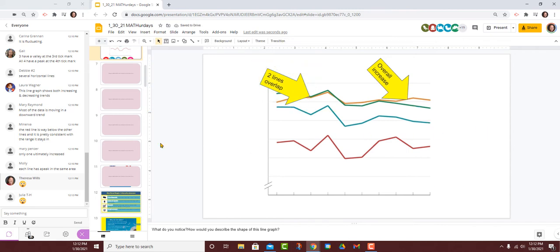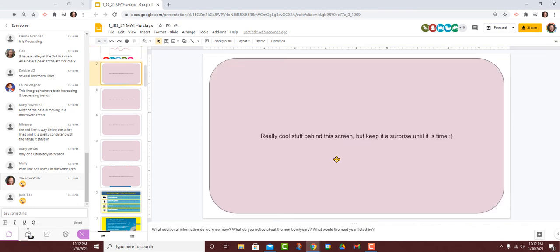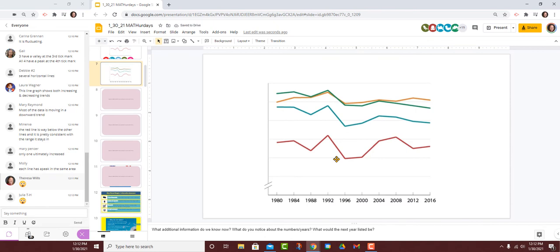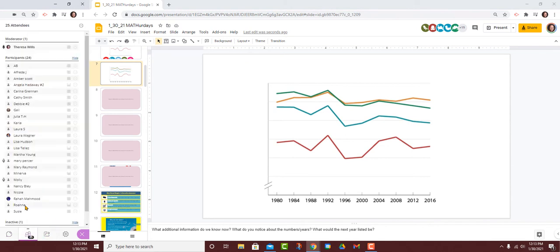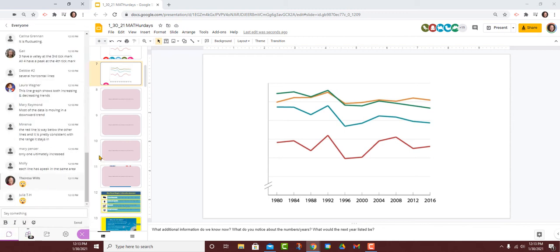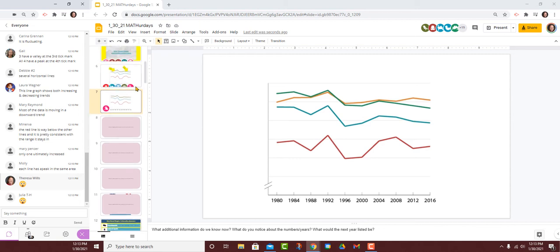Excellent. And we're going to continue with our chat waterfall. This graph is going to reveal some new stuff. Here we go. What additional information do we know now? And you might also tell us what you notice about the number of years. Go ahead and put your thoughts in the chat, but hold off on hitting enter. And go ahead and start that waterfall.